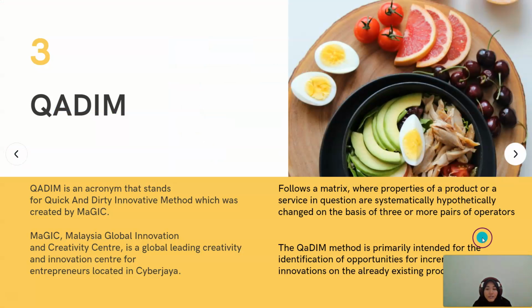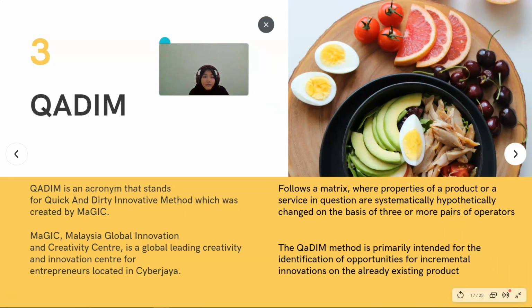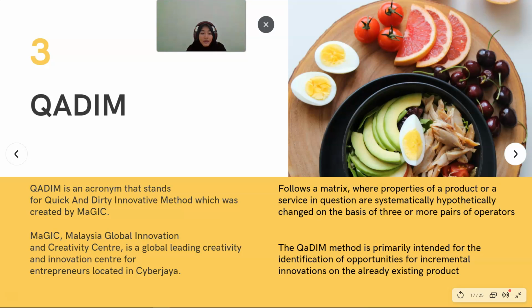Okay, number 3, which is QUIDEM. QUIDEM stands for the quick and dirty innovative method, which was created by MaGIC. MaGIC, the Malaysia Global Innovation and Creativity Centre, is a global leading creativity and innovation center for entrepreneurs, located in Cyberjaya.